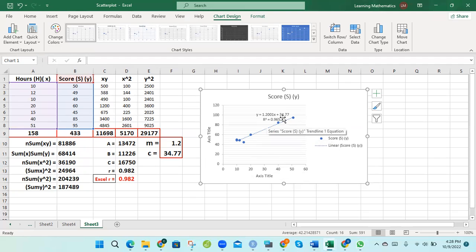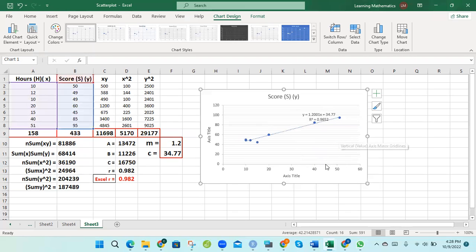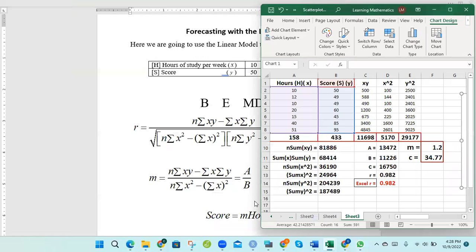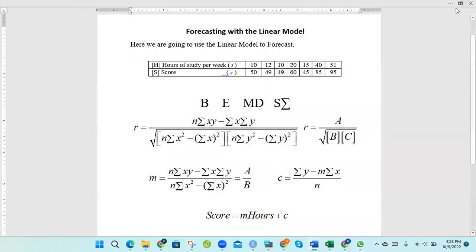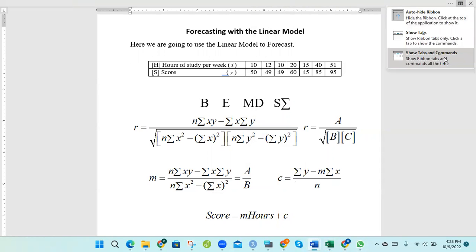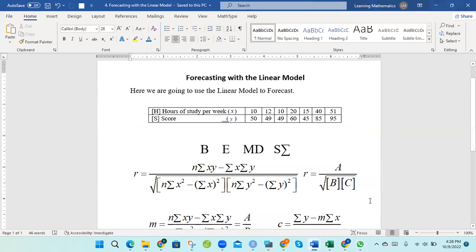Now, the interpretation of the y-intercept means that if you do not study at all, most likely you might score 34.77%. So that's the interpretation of the slope and the y-intercept respectively. And we are going to use that now to forecast. So we're going to complete the linear model in our worksheet.